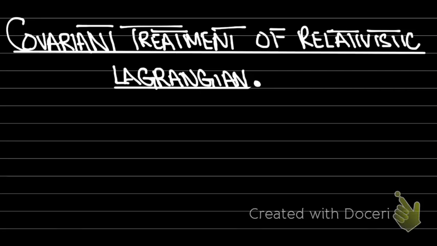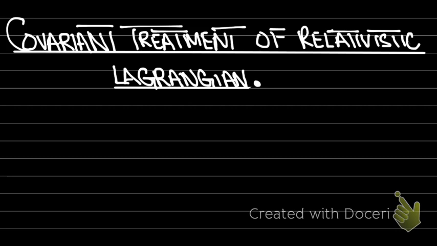So in the previous video, we derived the relativistic Lagrangian and Hamiltonian, and we looked at how the principle of least action for a relativistic system helps us to arrive at the equations of motion for such a system. So in this video, let's give the relativistic Lagrangian a covariant treatment.